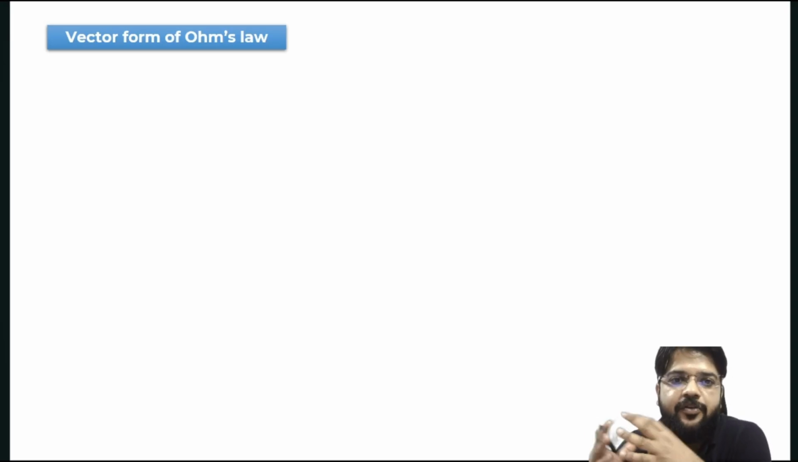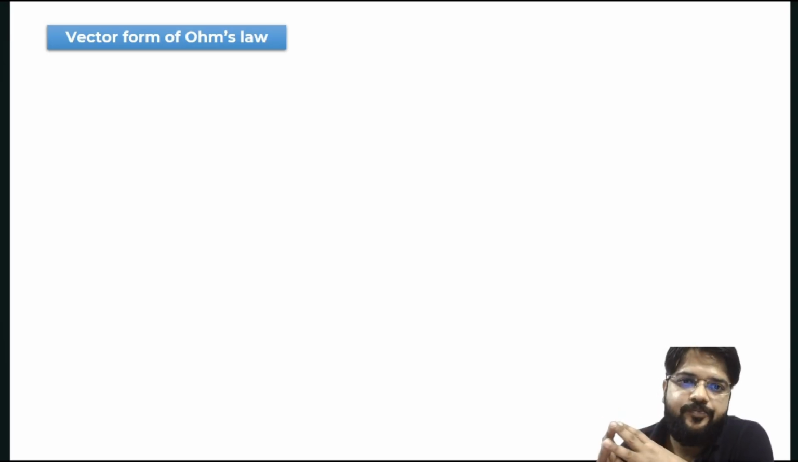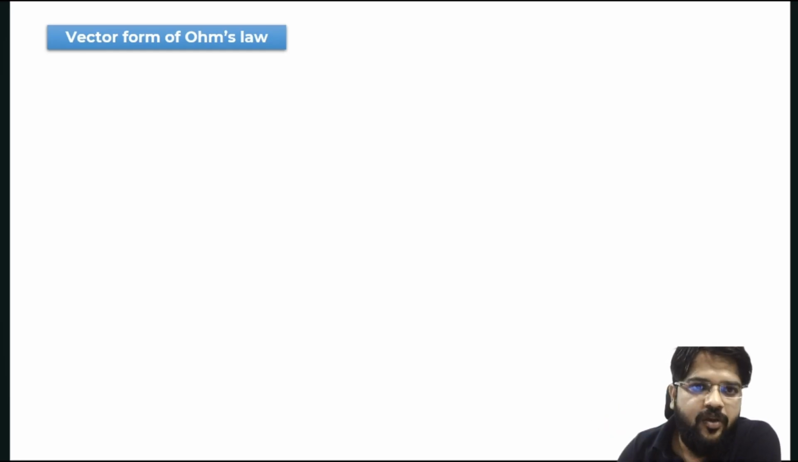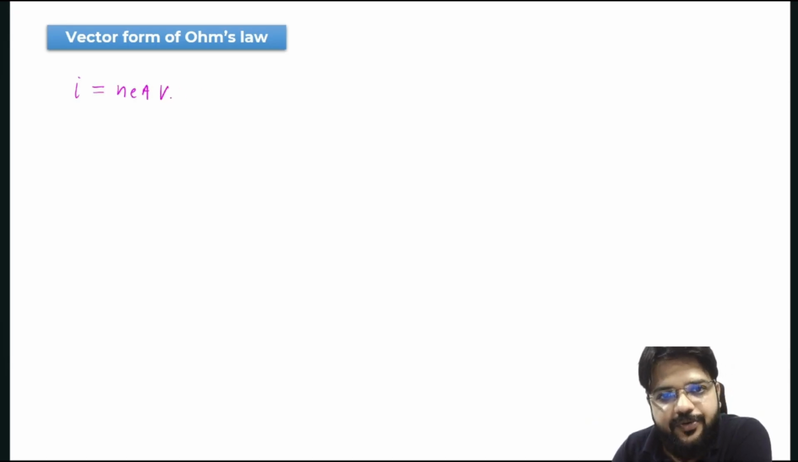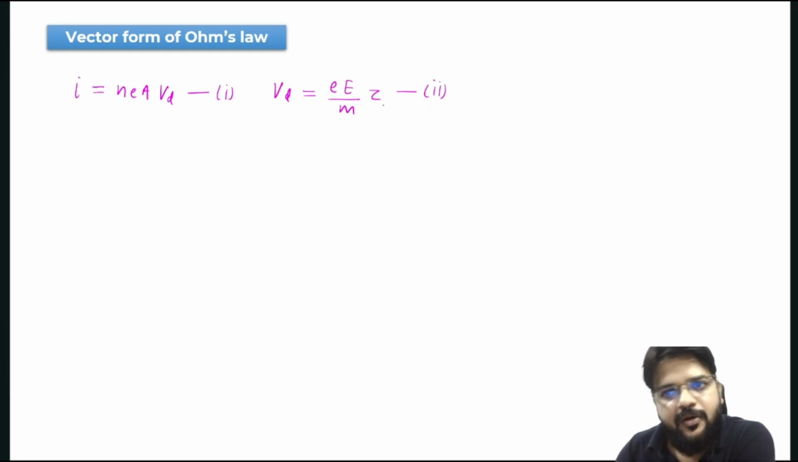Now let's see the next topic, vector form of Ohm's law. Let's see how we will get the vector form of Ohm's law. We know I equal to nEAVd, correct? This relation we know. And we know one more relation, drift velocity can be written as Vd equal to eE by m into tau. This is equation number 2, correct? So what I am doing here, I am putting this Vd value in equation number 1.